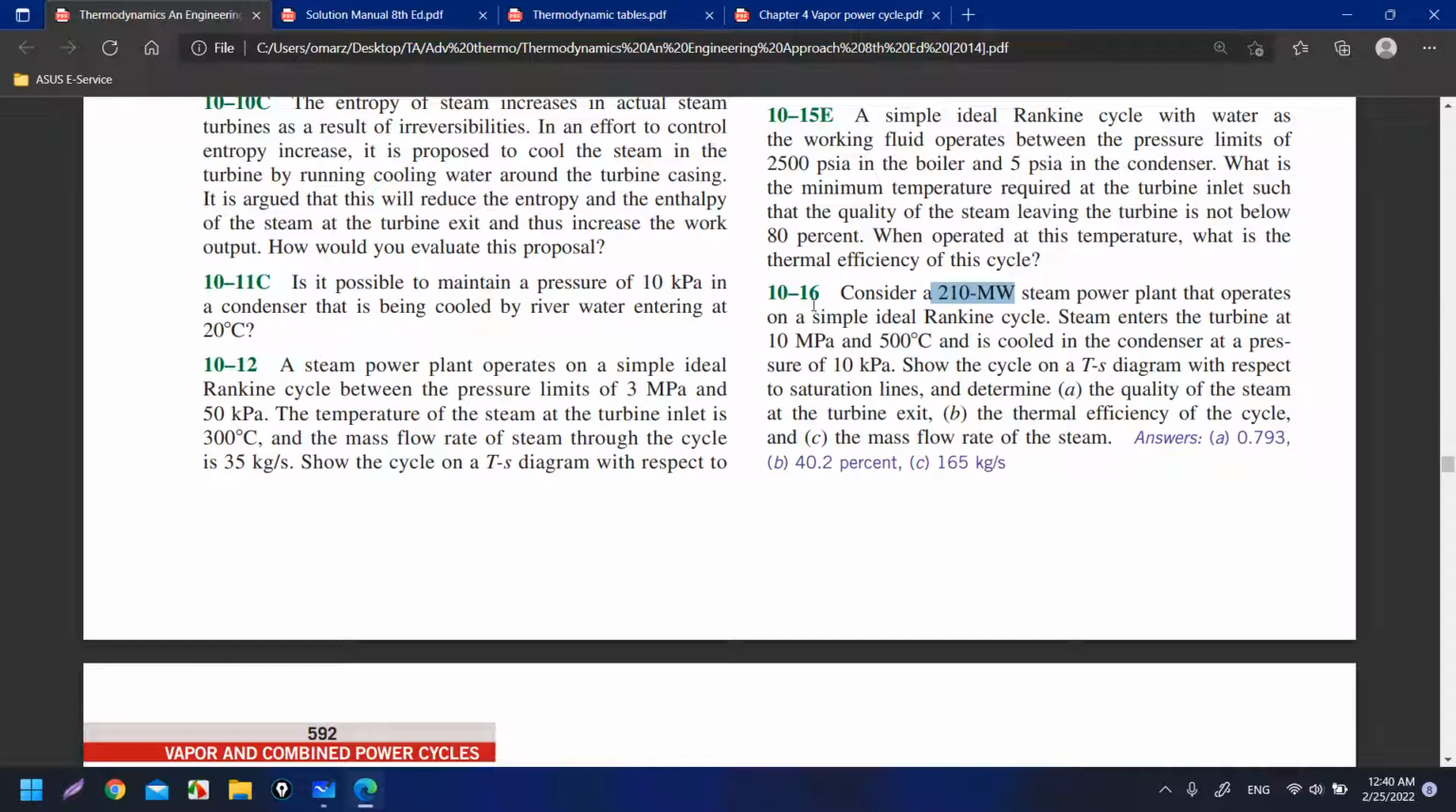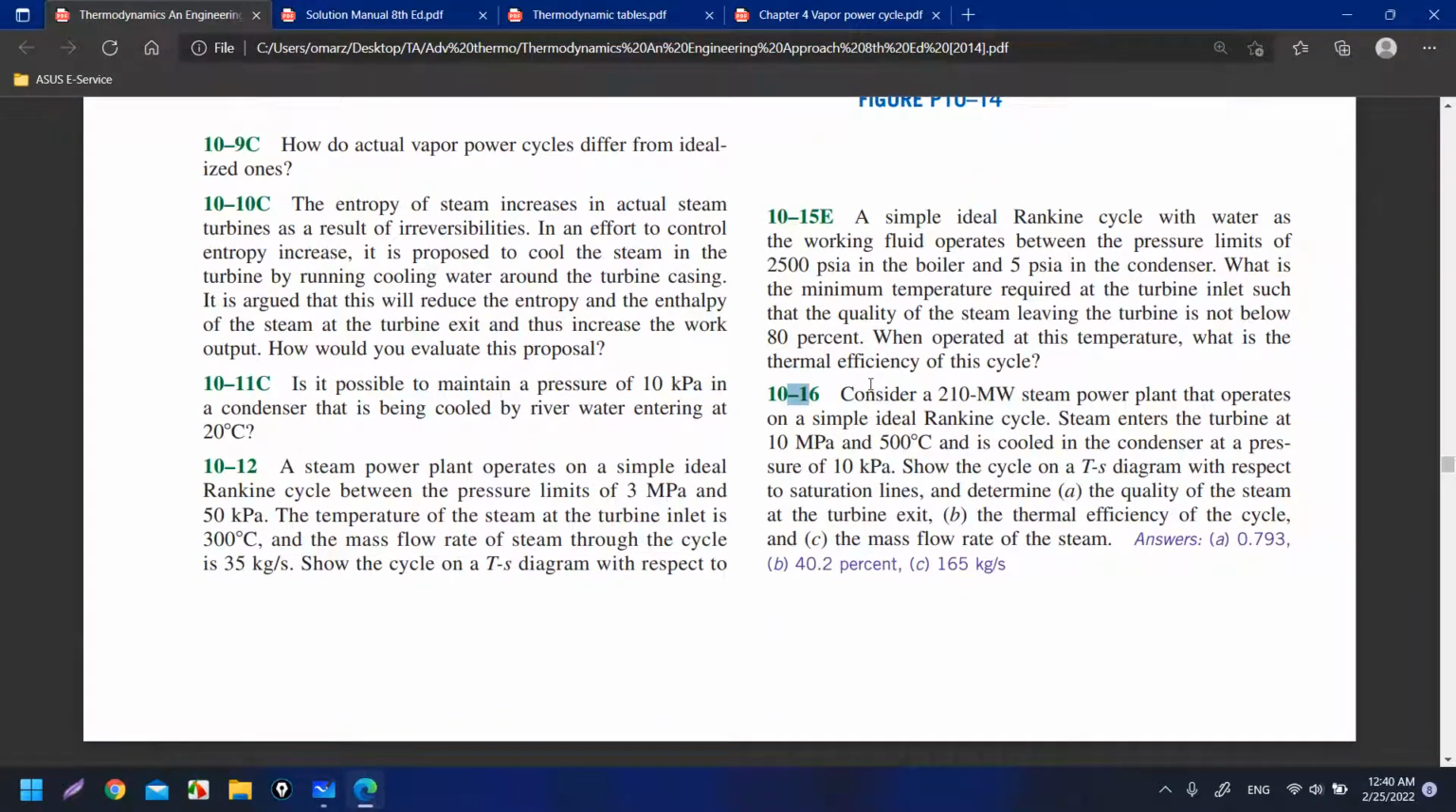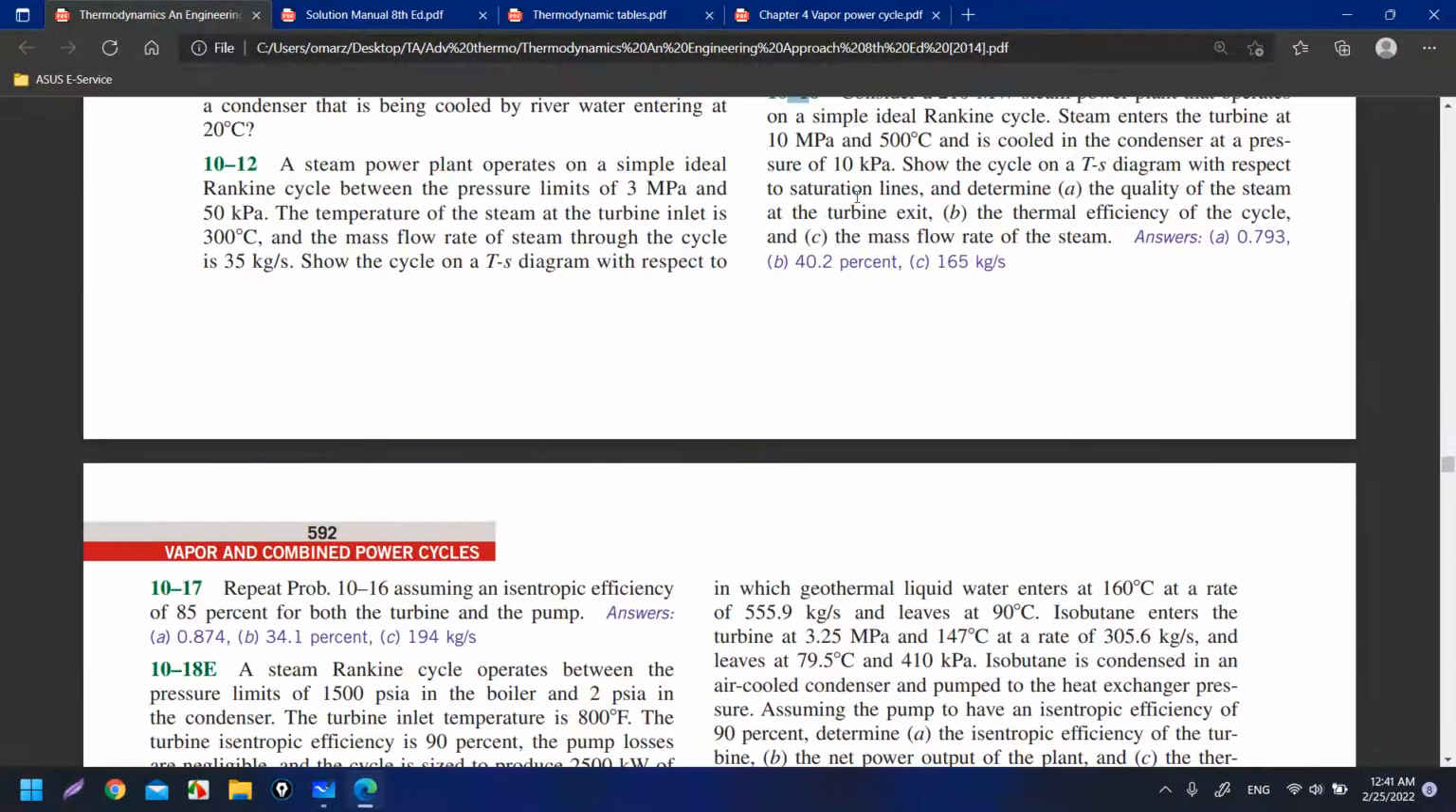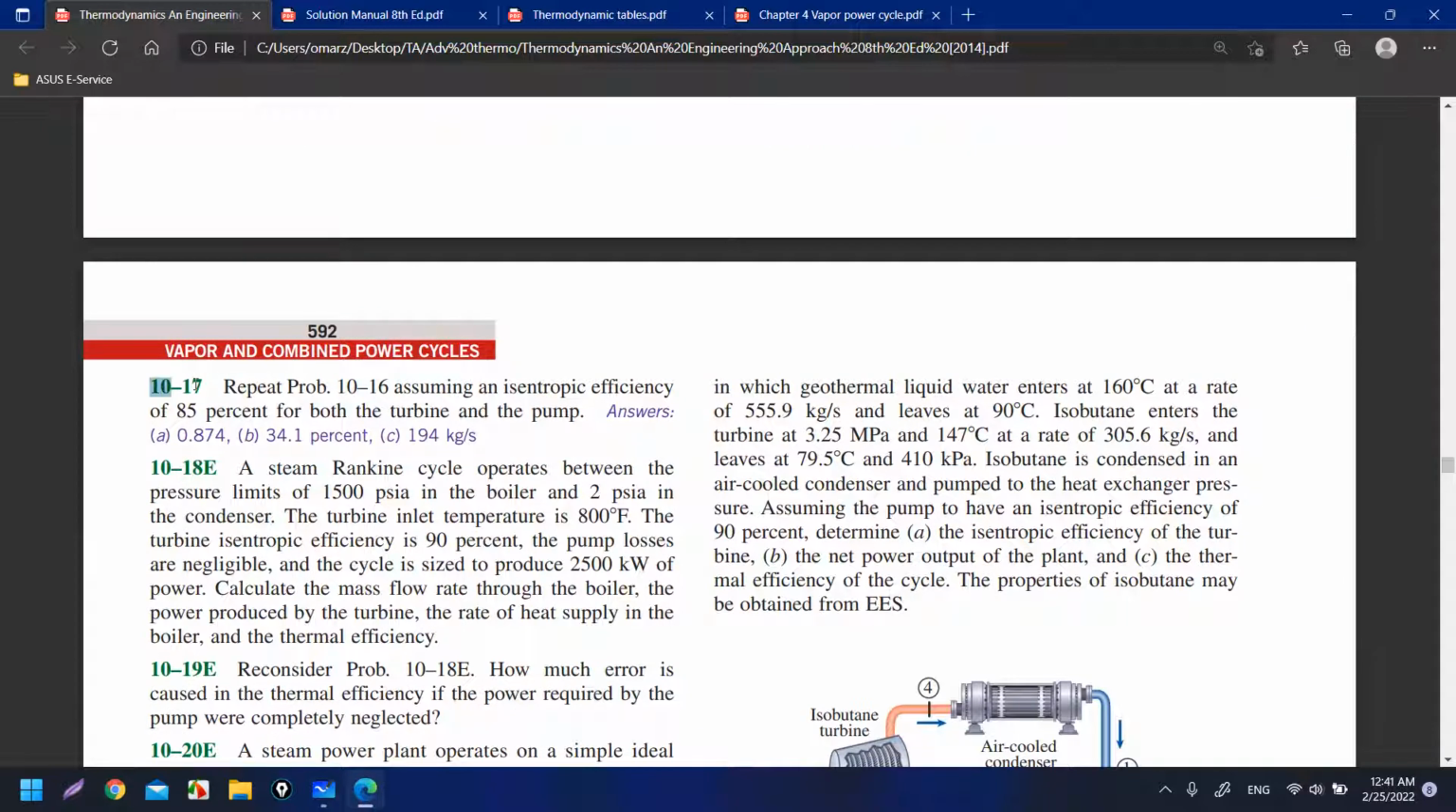So no need to solve 10-16 because it is the same as 10-12, but in the actual cycle we will solve this question, but we'll use question 10-17 because it says to repeat problem 10-16, assuming isentropic efficiency for turbine and pump.